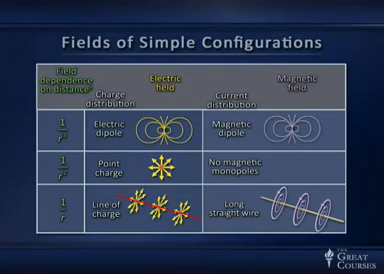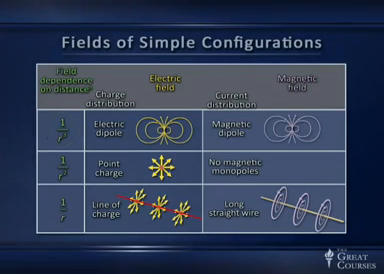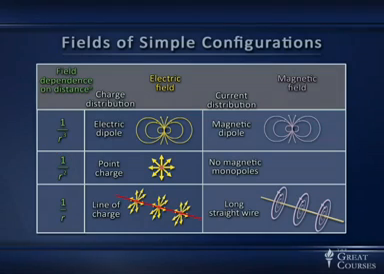That field falls off as 1 over r cubed, as we've seen for the electric dipole and as I've shown you for the magnetic dipole. The second row shows a point charge, the 1 over r squared field associated with a point charge, or in fact any spherically symmetric distribution of electric charge.